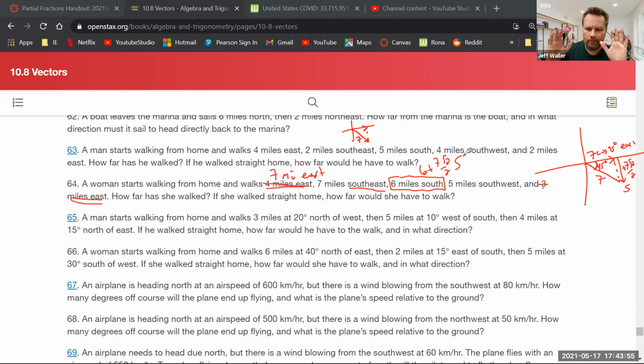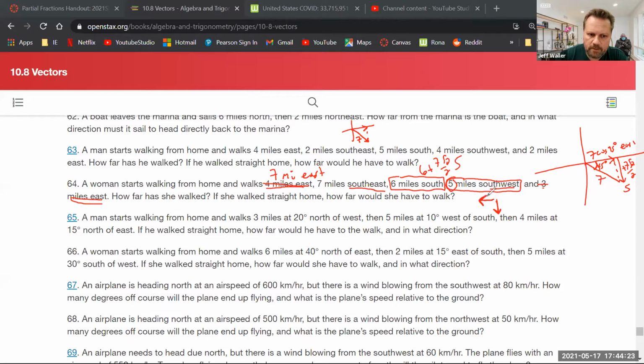So what I'm saying is, you can break this 5 miles southwest up into a south piece and a west piece. What do you think I would do with the west piece? Let me make sure everybody is with me: this 5 miles southwest, can't I break it up into a south piece and a west piece?